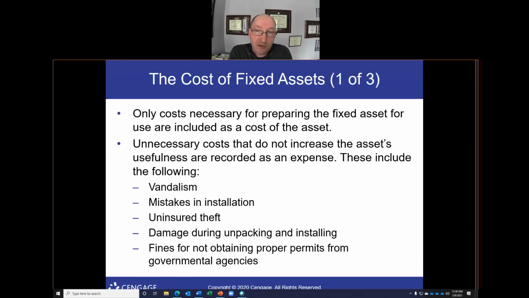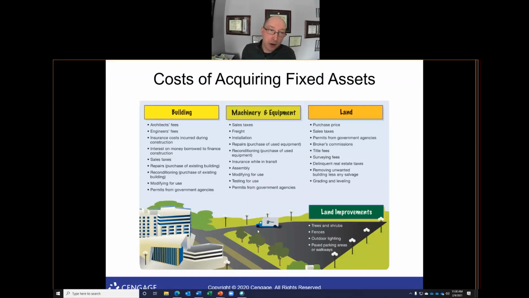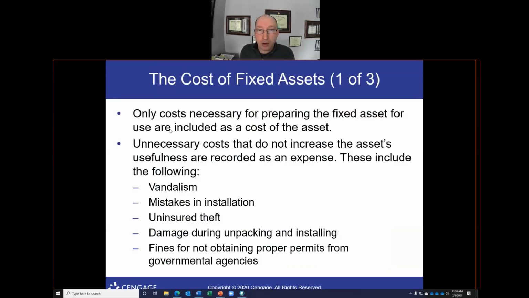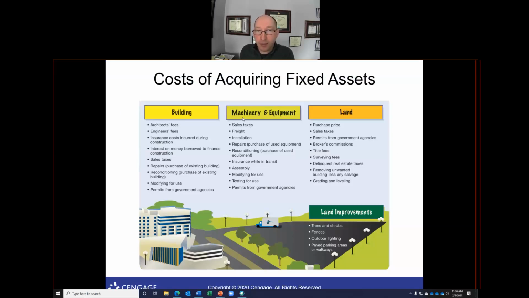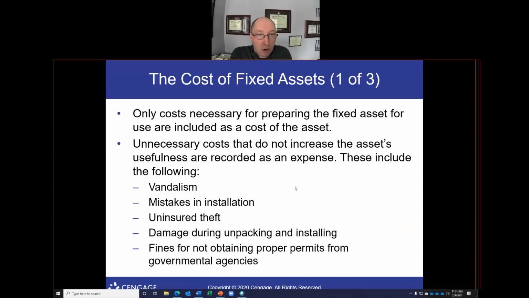So, what are the costs of fixed assets? Only costs necessary for preparing the fixed asset for use are included in the cost of the asset. So the building purchase price plus all of these things under building equal the initial cost of the building. All of these things added together equal the initial cost of machinery. All of these things are the initial cost of land plus land improvements. So those are what we call the initial costs, right? They're costs to get that fixed asset ready for use.